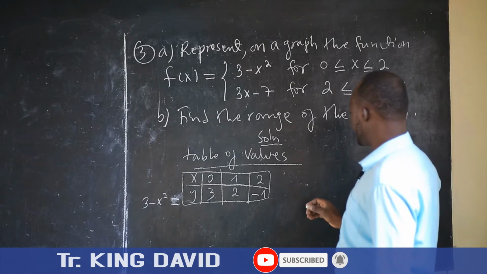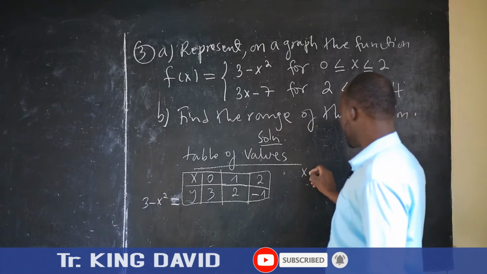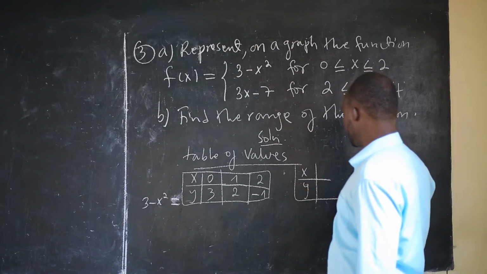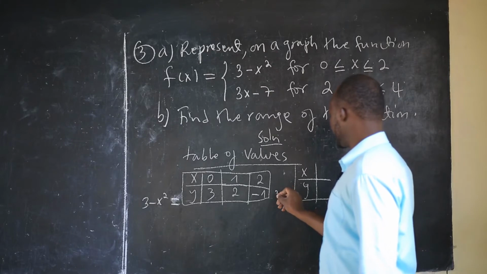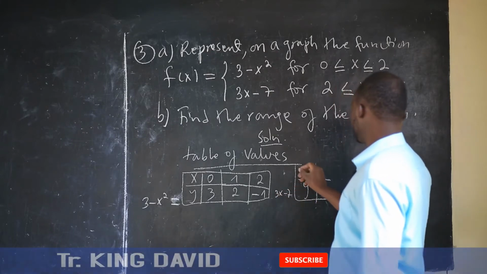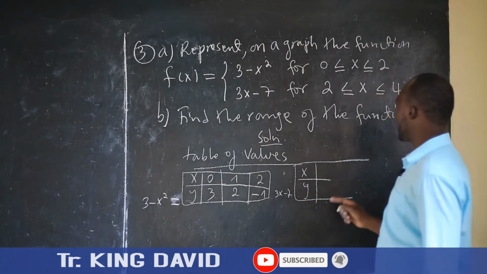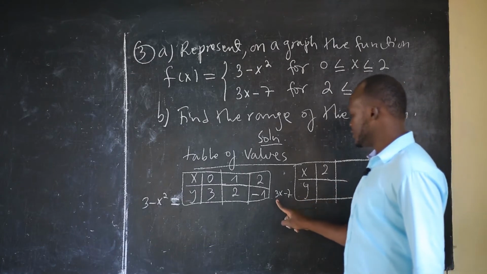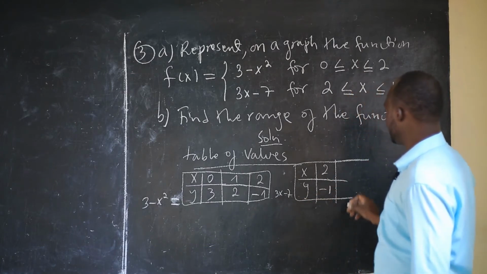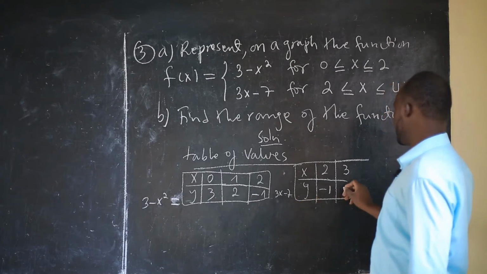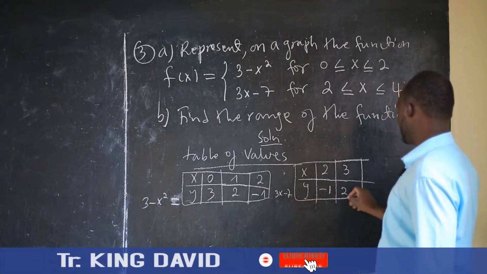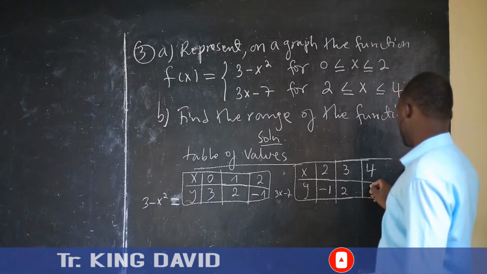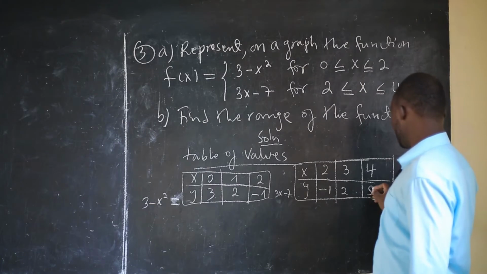Then I have another table of values, x and y, where y is 3x minus 7. The domain is from 2 to 4. For 2, this is 6 minus 7, that's negative 1. For 3, 9 minus 7, that is 2. For 4, that's 12, and 12 minus 7 is 5.